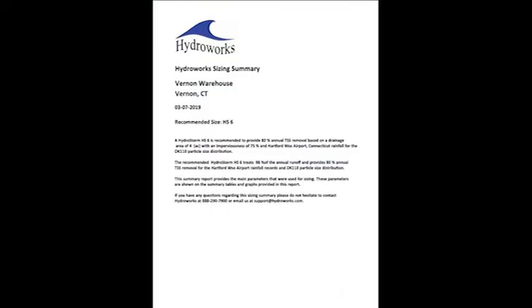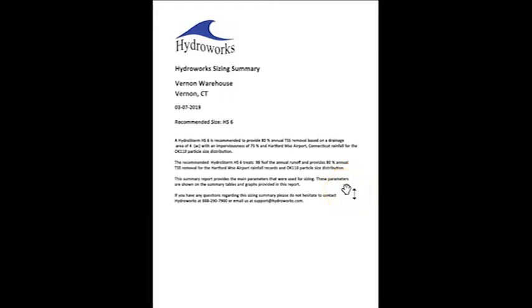So the first page of the report gives you the information, what the site name is, where it is, what the date of the simulation is, the recommended size for the percent annual TSS removal that you've wanted, and I've left it alone at 80%, and so then it tells me that an HS6 is recommended for 80% removal for that area of 4 acres, 75% impervious, Hartford, Connecticut rainfall for the OK110 sand distribution. And it tells me how much of the annual runoff that this separator will treat.